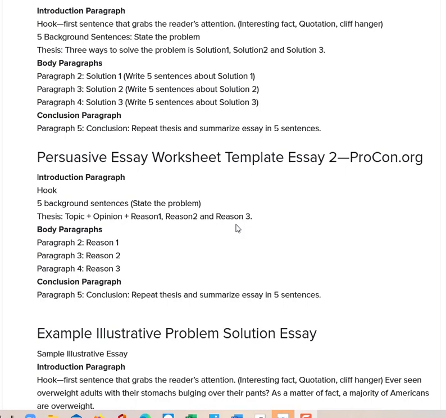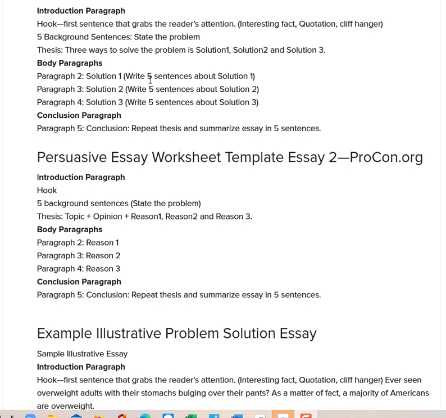If you get stuck on reasons, like you can't think of any, then that's where you do your research. That's where research comes in. Same thing with the solutions. If you can't think of 3 solutions, you can always look it up. That's where research comes in.